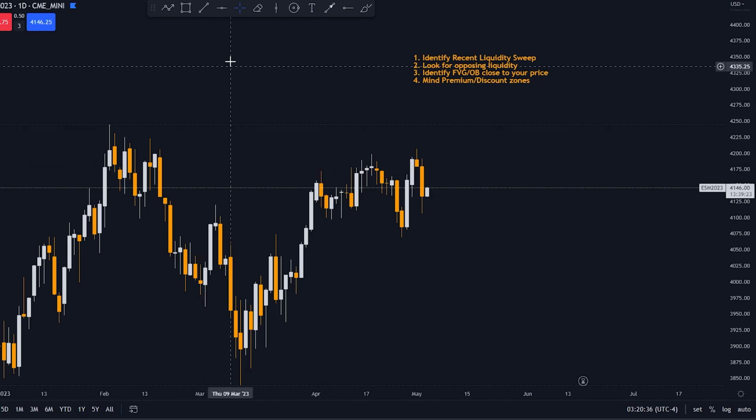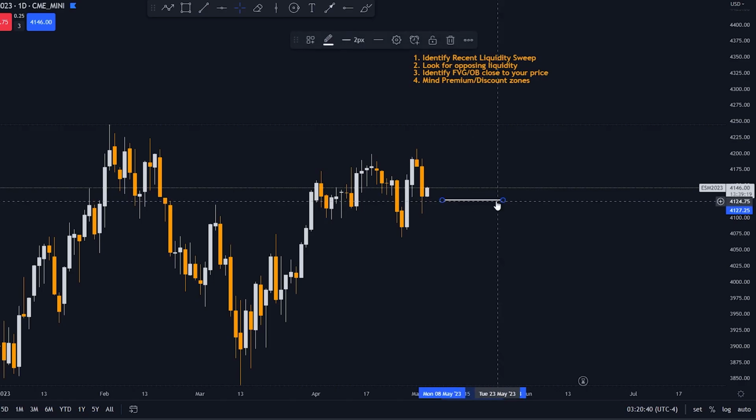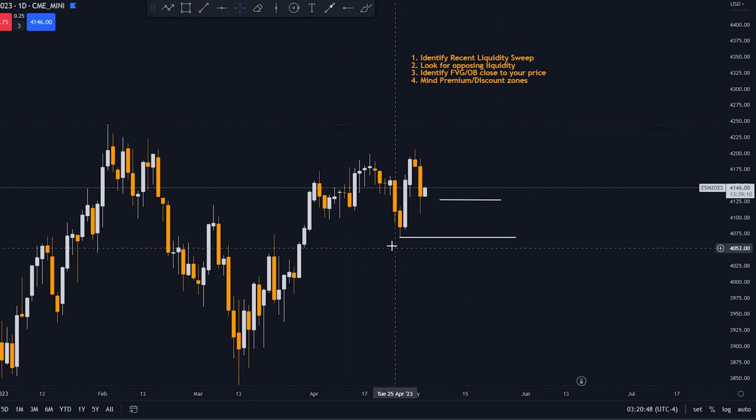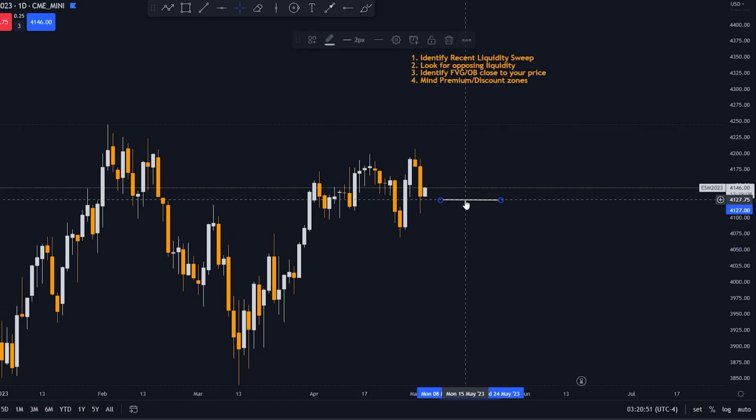Just pretend that you have entered the trade here. You're long here, let's say. And think, where would you put your stop loss, right? So that's your liquidity. So you would maybe put your stop loss here, right? So let's just get that out of the way.